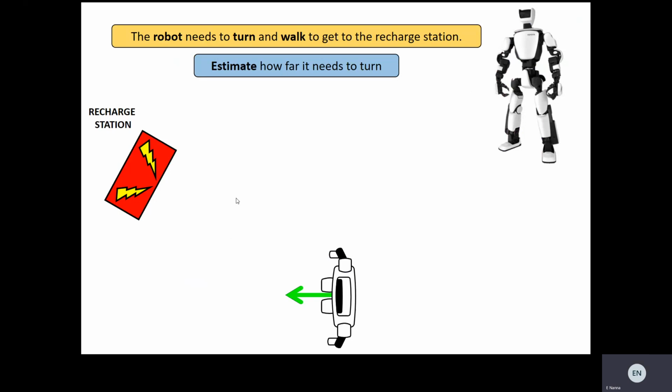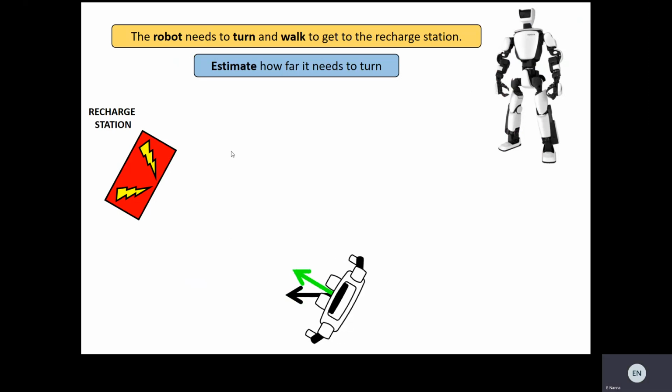Okay, one of the things that we need to do is we need to know what our angles on straight lines are and what the sum of angles around a point are. So let's take, for instance, the robot you see in front of you on your screen. It says this robot needs to turn and walk to the recharge station. You need to estimate how far it needs to turn. So let's try that out.